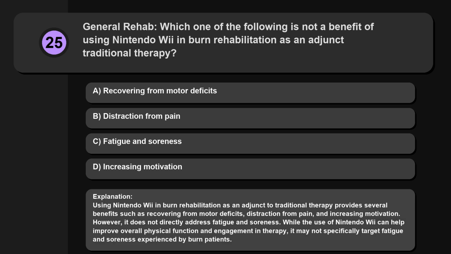Using Nintendo Wii in burn rehabilitation as an adjunct to traditional therapy provides several benefits such as recovering from motor deficits, distraction from pain, and increasing motivation. However, it does not directly address fatigue and soreness. While the use of Nintendo Wii can help improve overall physical function and engagement in therapy, it may not specifically target fatigue and soreness experienced by burn patients.